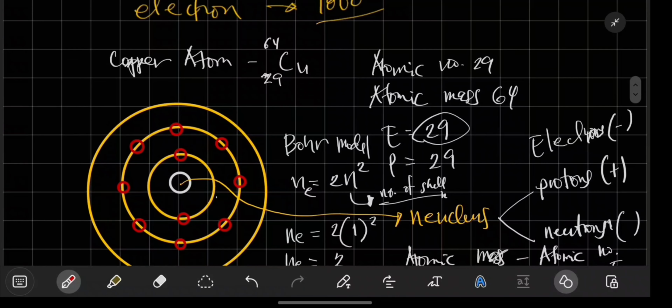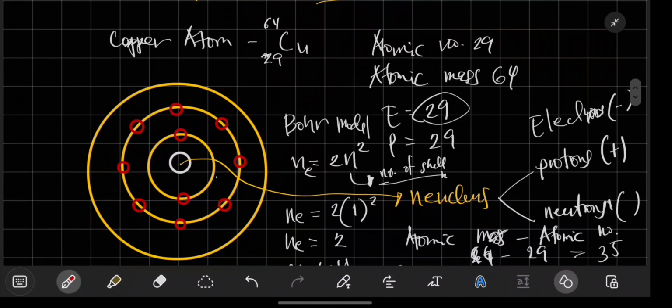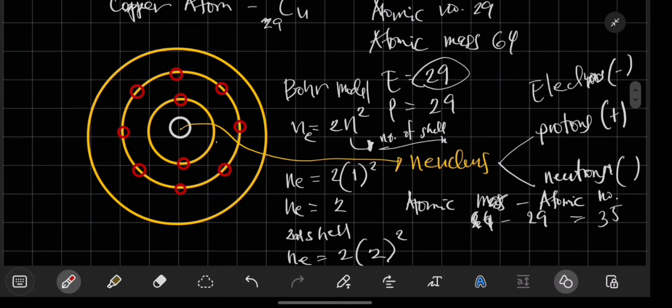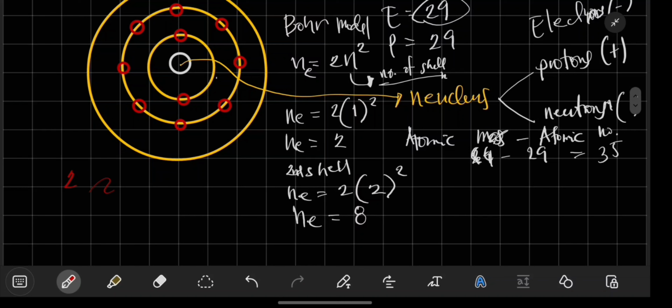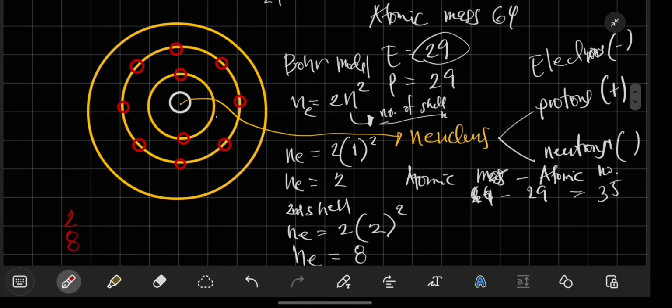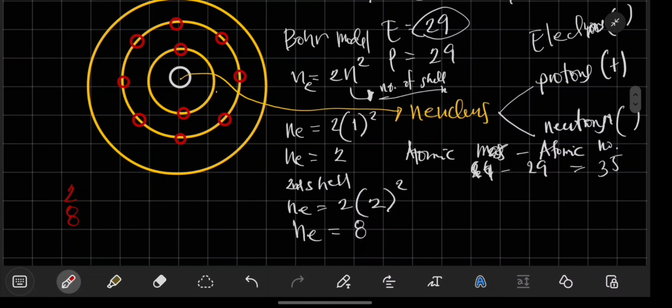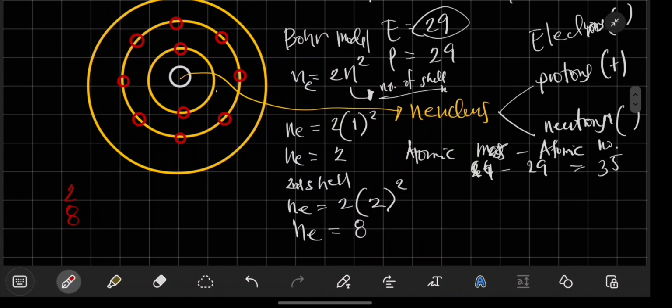So tuloy-tuloy lang yan hanggat mabuo mo yung 29. Okay? Because number of electrons in the copper atom is 29. So ilan na lahat? So meron na tayong 2, 8, so 10 pa lang. Kulang pa tayo ng 19. Tama ba? 19? Kasi 10 pa lang. Okay. Kulang pa tayo ng 19.